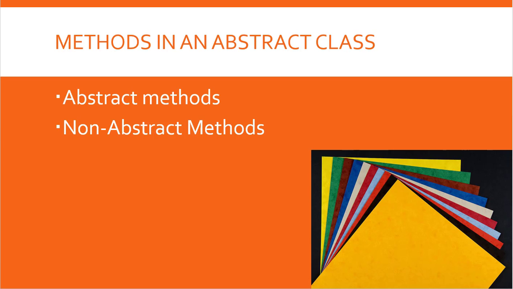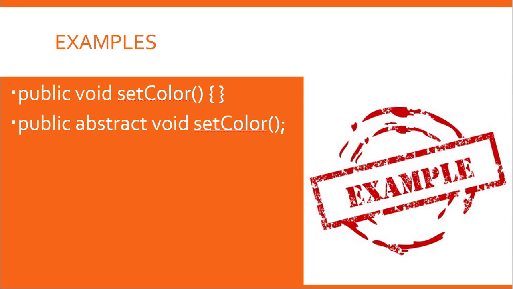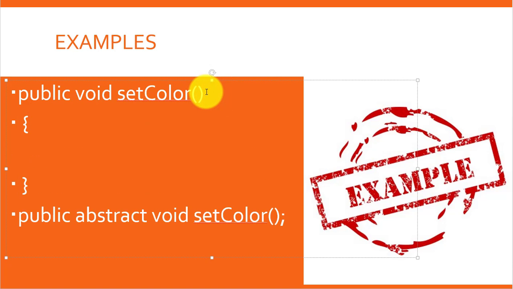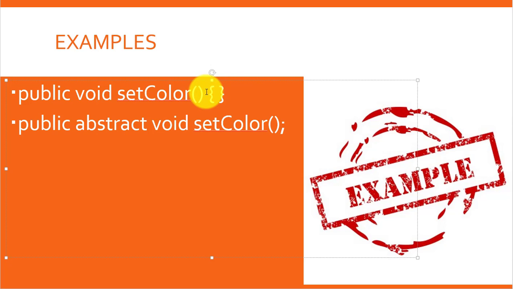So what exactly is the difference between an abstract method and a non-abstract method? Just for you to understand the syntax, here is an example. As you can see in the first bullet point, public void set color is a regular, non-abstract method. It has a body, opening and closing curly braces. Now these curly braces can go on multiple lines, as you are familiar with. So it just has a body.